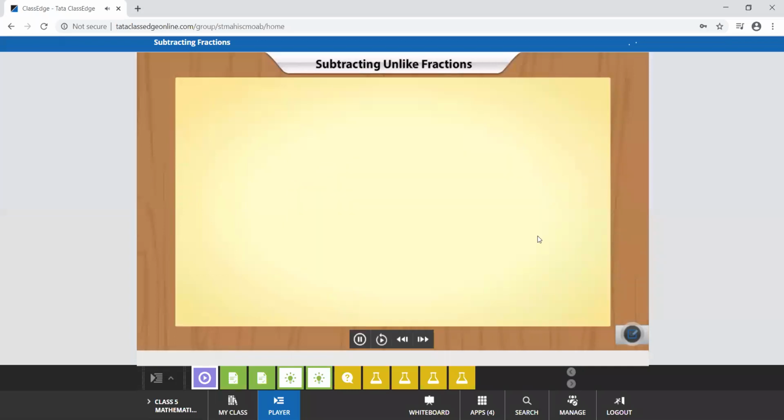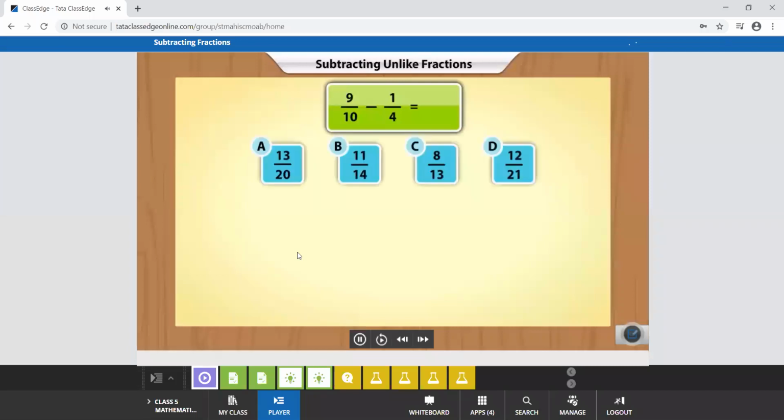It's your turn to help Aisha. We have two unlike fractions again. Help Aisha find the correct answer to this subtraction. Click the correct option.